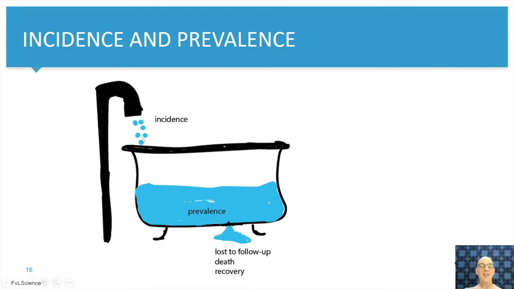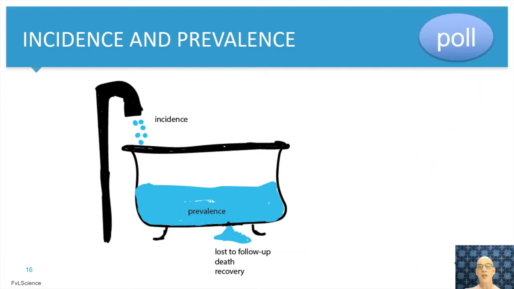The water entering the bathtub can be seen as the incidence. The water present in the bathtub can be seen as prevalence, and the prevalence is decreased when people are lost to follow-up, which we cannot assess, which in epidemiology is often due to loss to follow-up, but also to death or to recovery. If you're ill and you recover, then you're not ill anymore. You have been an incident case, you have been a prevalent case, but a little bit later, when you're recovered, you're not a prevalent case anymore.